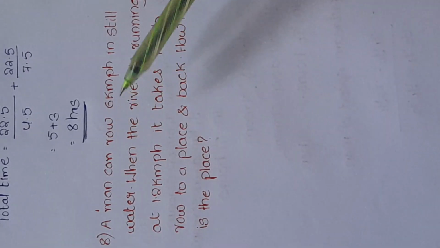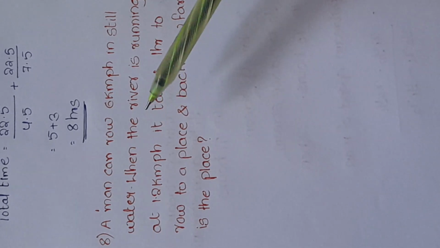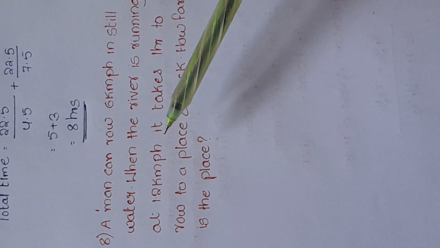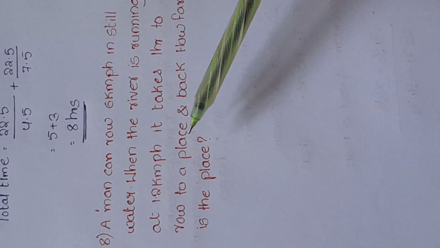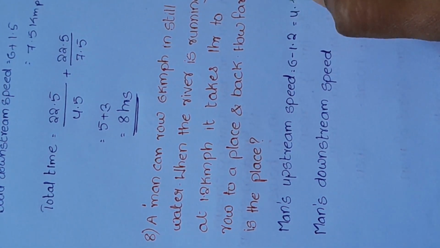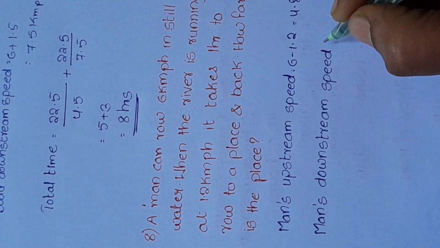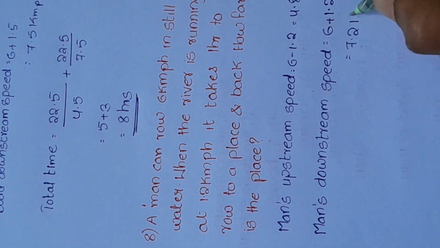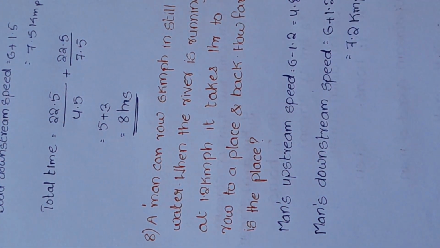8th question. A man can row 6 kilometers per hour in still water. When the river is running at 1.2 kilometers per hour, it takes 1 hour to row a place to and back. How far is the place? Now the man's upstream speed is 6 minus 1.2. We get this as 4.8 kilometers per hour. Man's downstream speed is 6 plus 1.2. This is 7.2 kilometers per hour.